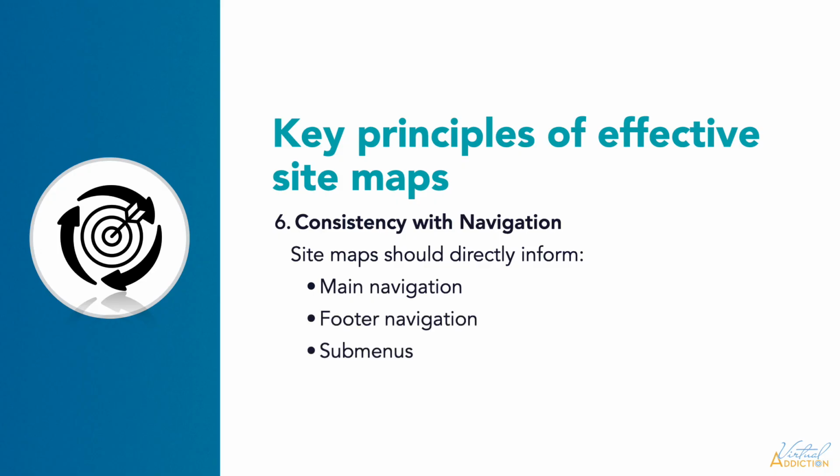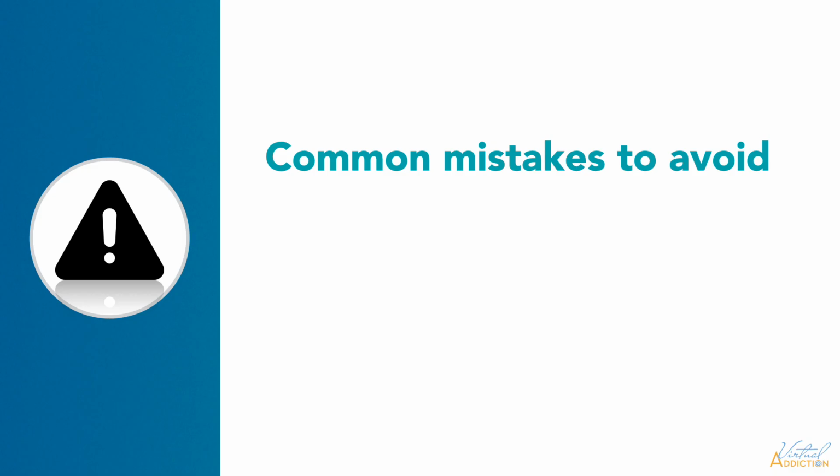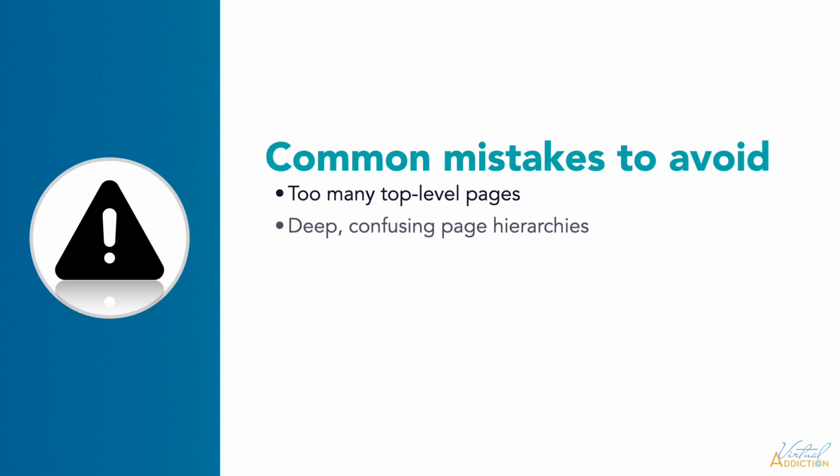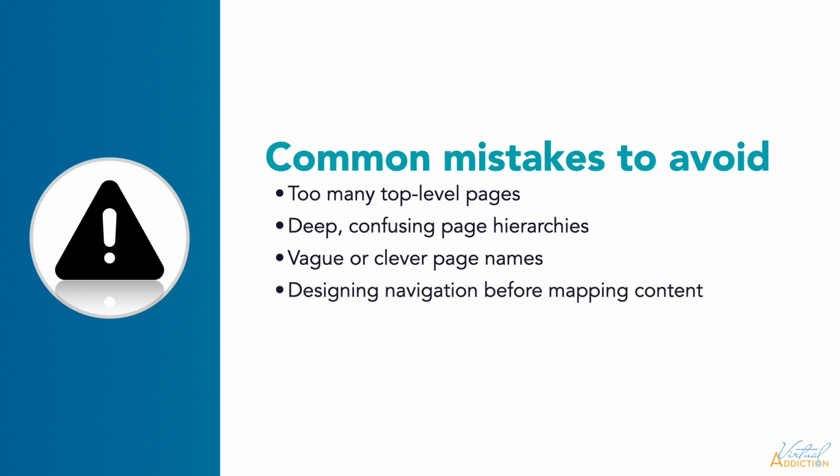Some common sitemap mistakes include having too many top-level pages, creating deep or confusing hierarchies, using vague page names, or designing navigation before mapping content. Another frequent mistake is treating the sitemap as a visual design tool. Remember, it's a structural planning tool, not a layout or branding exercise.